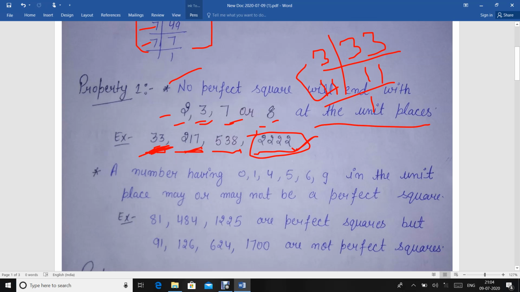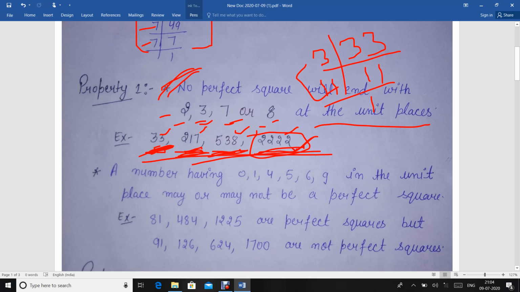Now see, 33 contains 3 at the unit place, 217 contains 7 at the unit place, 538 contains 8 at the unit place, and 2222 contains 2 at the unit place, and these are not perfect squares, which is what property number 1 says.